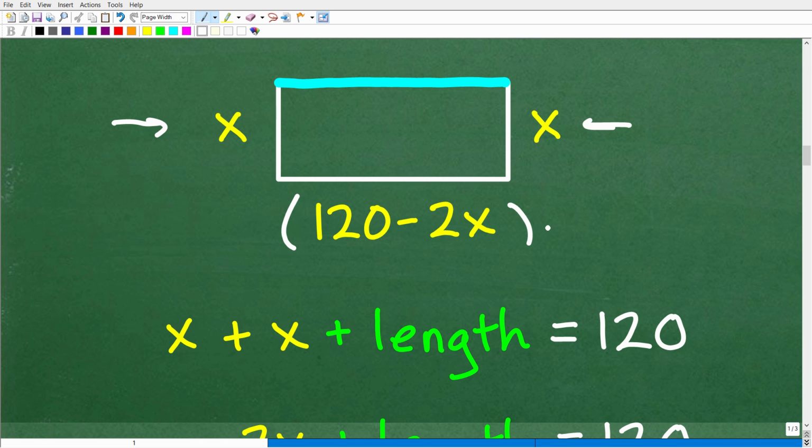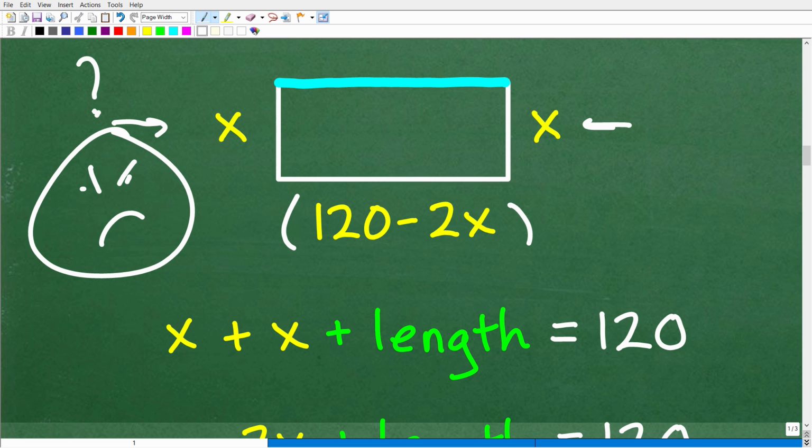Now, why is that? A lot of you might be saying, come on, Mr. YouTube Math Man, I'm a little lost. Where's that 120 minus 2x coming from? Well, let's go ahead and figure that out right now because this is very important. Let's suppose we don't know how to express this length. This is the width, this is the length of this rectangle, but we do know that this x, the width, and this x plus the length, the width and this length, have to add up to 120. So we have x plus the length, which is this right here, is equal to 120.